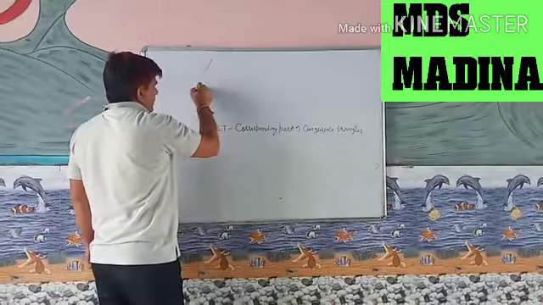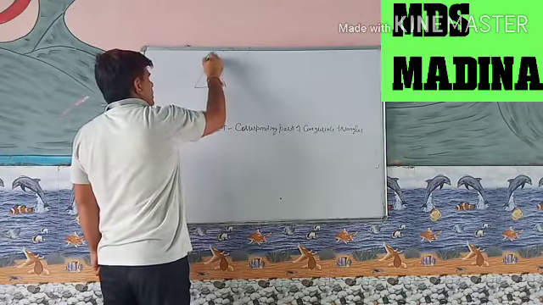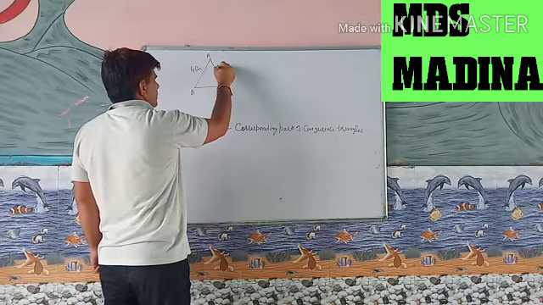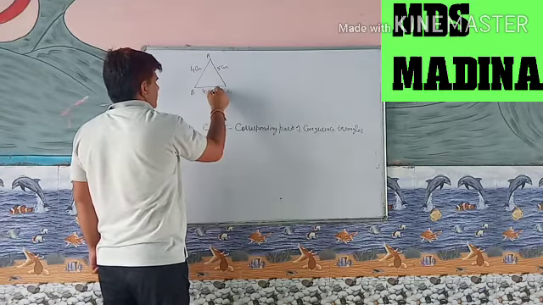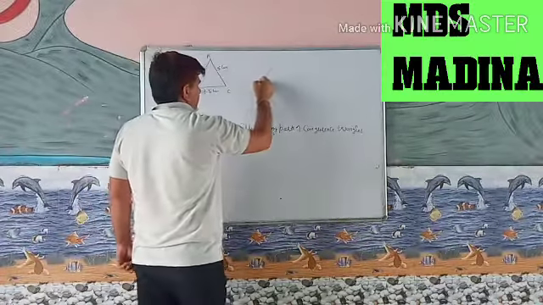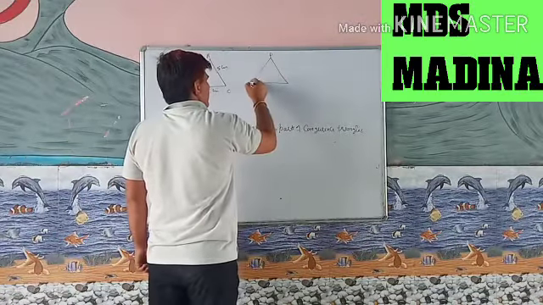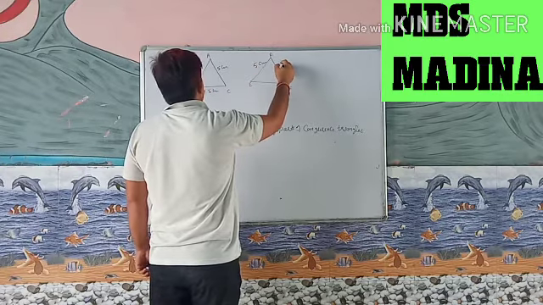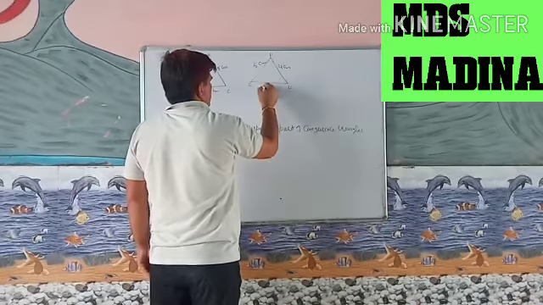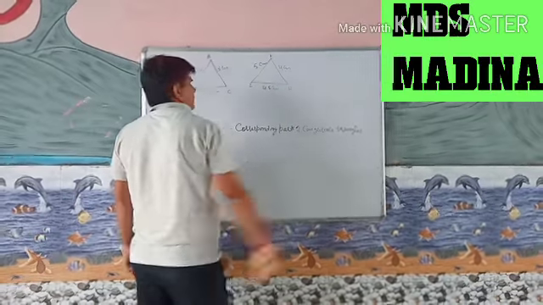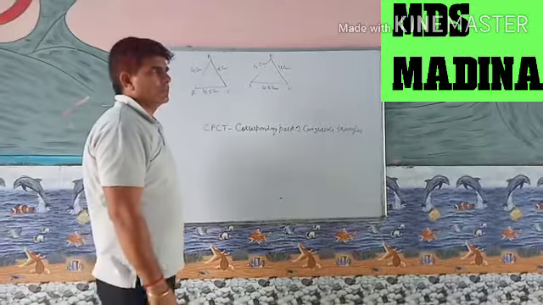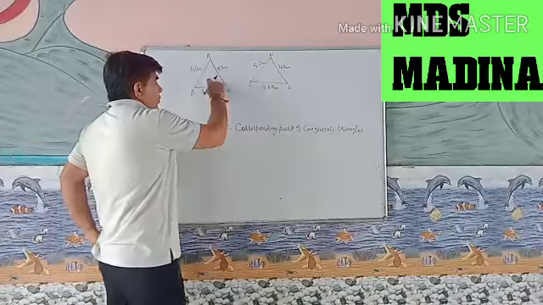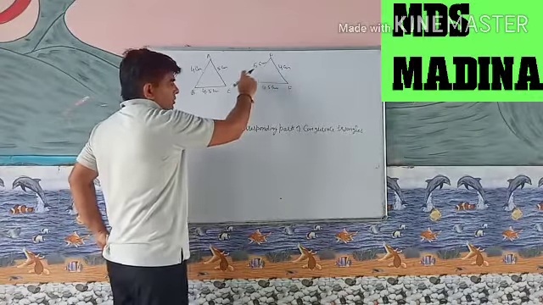Like this, this is a triangle. Its name is ABC. This is 4 cm, this is 5 cm, this is 4.5. Another triangle is like this, DEF. This is 5 cm, this is 4 cm, this is 4.5. Understood this? So, are these both triangles congruent or not?